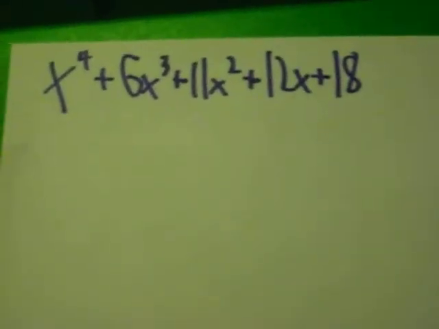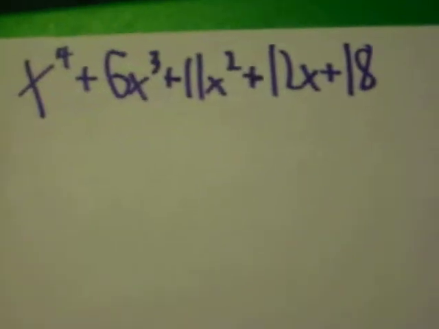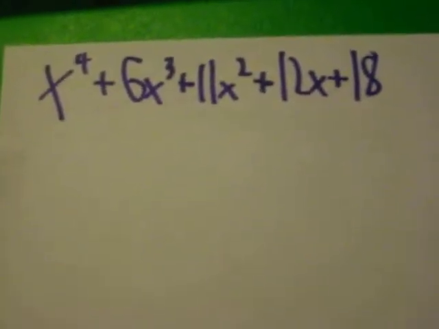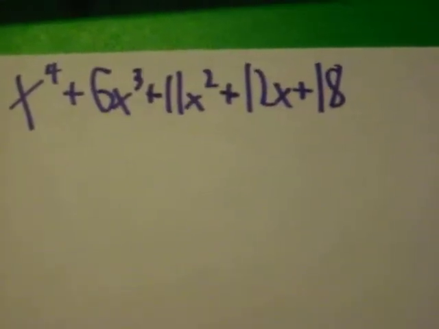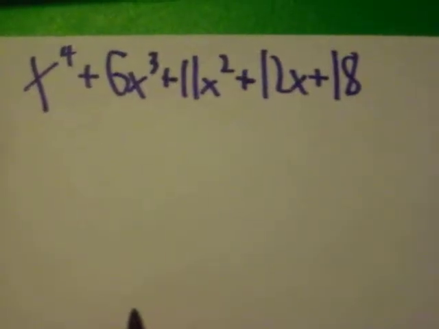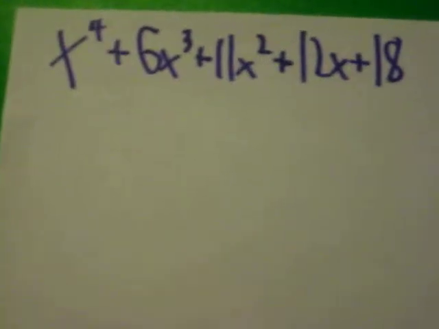Hello, today I will be explaining how to factor a polynomial equation like this one by using its rational zeros. First, we will determine how many possible rational zeros this equation can have by using Descartes' rule of signs. Since there are no sign changes in this equation, we can determine that there will be no positive zeros.